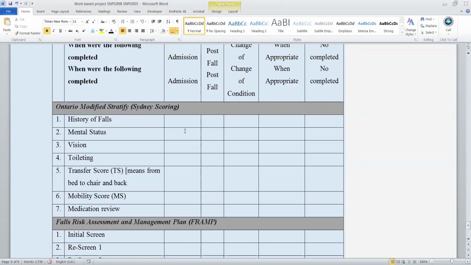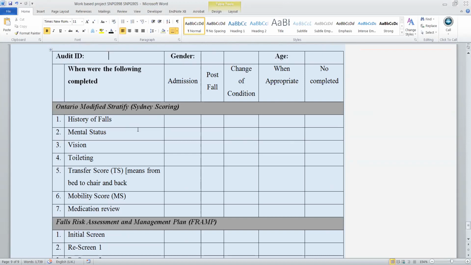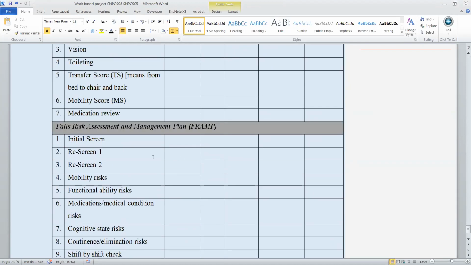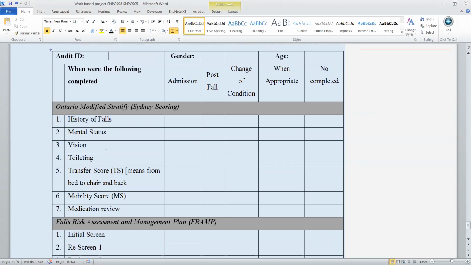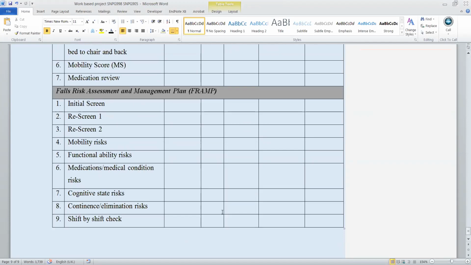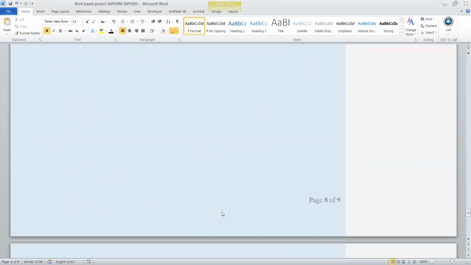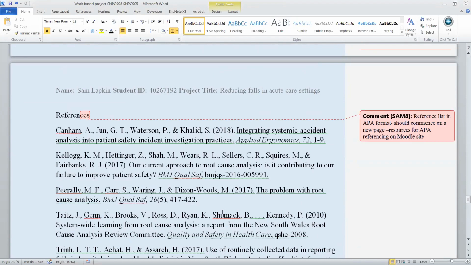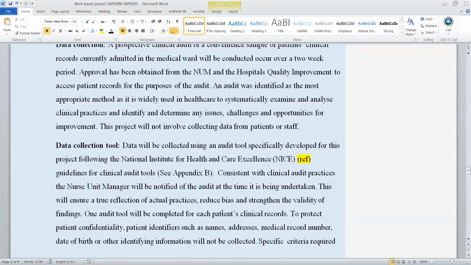So basically what we're doing here during the audit is asking, was this completed on admission? It's a yes or no criteria: yes, no, or not completed. All these things are expected to be collected as part of the Ontario Modified Stratified Scoring System, and then the FRAMP. So it was just going through the charts and checking yes or no on whether all of these expected assessments were conducted and documented. So you need to include your data collection tool and any other instruments that you're going to use for data collection.